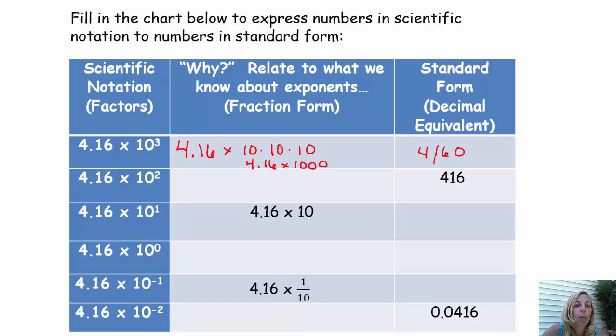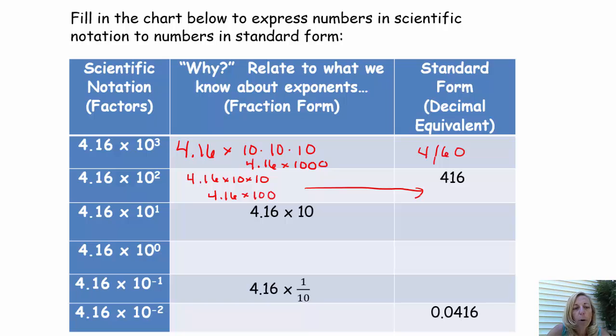The next one says 4.16 times 10 to the second. So let's write that one out. Times 10 times 10. We all know that 10 times 10 is 100. So this is really 4.16 times 100. Notice, if you use your calculator, 4.16 times 100 is 416. So it matches. Let's look at the next one.